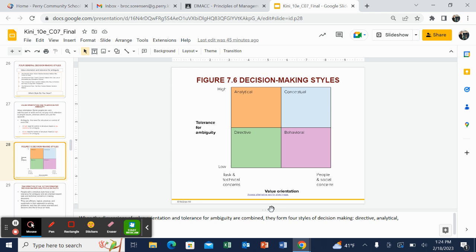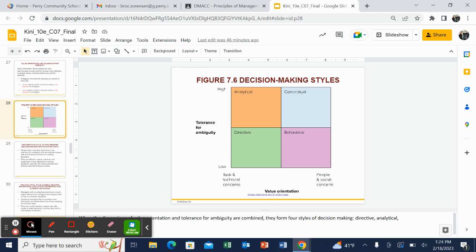If you have a low tolerance for ambiguity and a focus on task and technical concerns, you are a directive decision maker. If you have a high tolerance for ambiguity, but you're more focused on people and social concerns, you are a conceptual decision maker. Whereas if you have a low tolerance for ambiguity and are more focused on people and social concerns, then you are a behavioral decision maker. So the 4 types of decision makers fit neatly onto this decision-making style continuum.